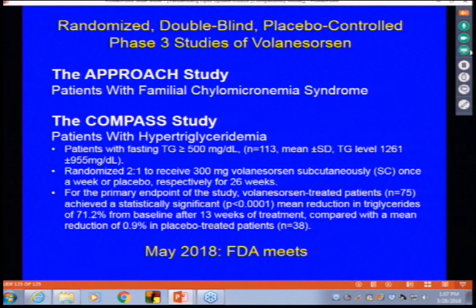Whirlwind tour of how to manage lipids. These are the most common questions that come up in the lipid clinic in terms of referrals.